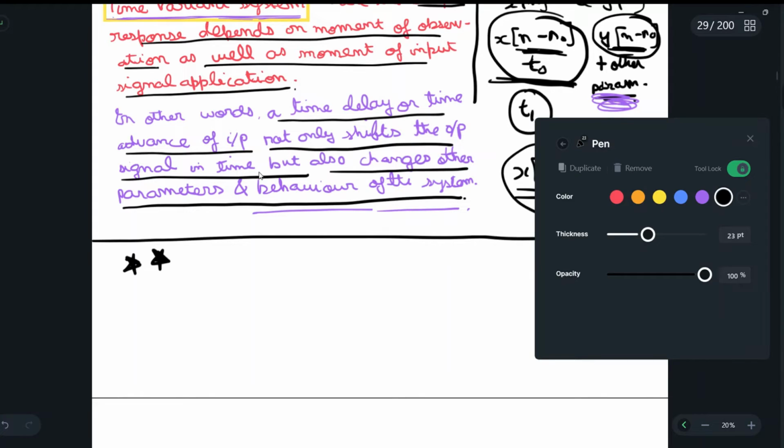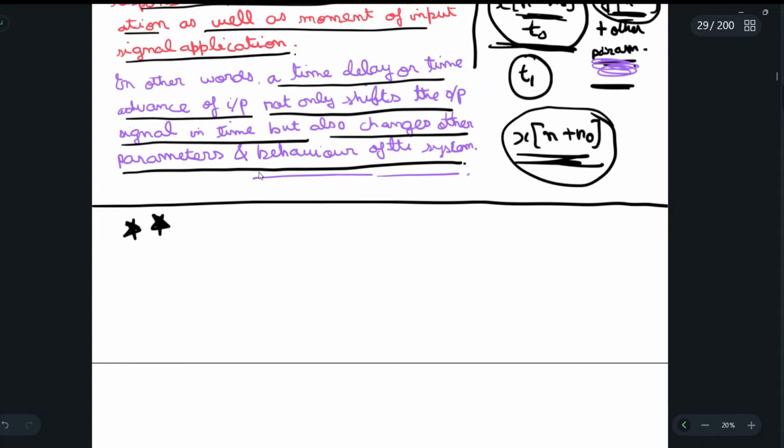So guys, let us see how we have to deal with a question when we are asked to find out whether a system is time variant or time invariant. We have steps to follow. Suppose first of all we are given y(t) equal to x(t). This is the output and this is the input. Now first of all, this is the first step.